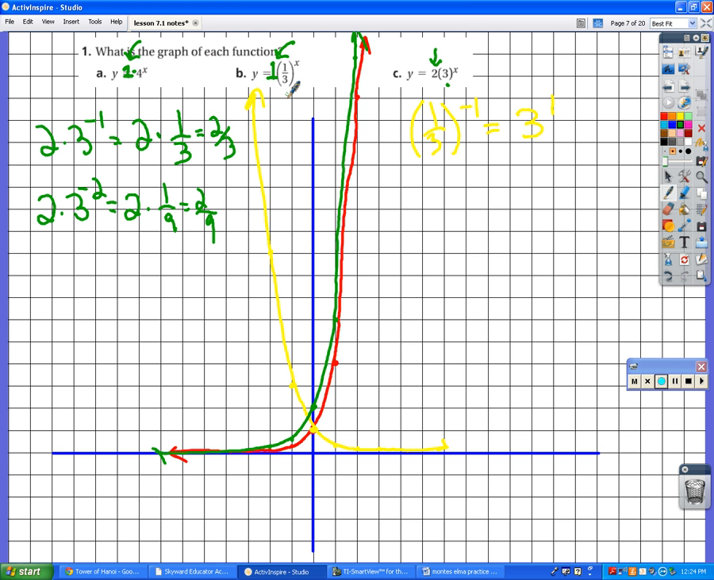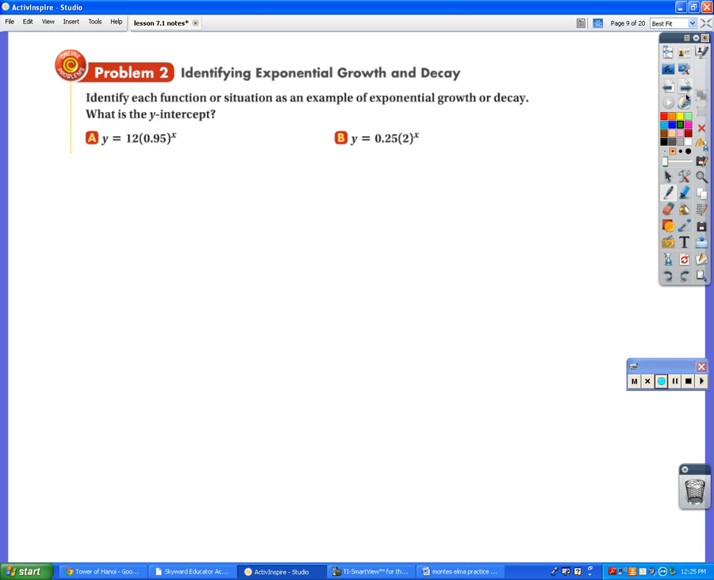Because they're whole numbers and they're bigger than 1. So we're multiplying by a bigger number every time, so it's getting bigger and bigger every time. So this is growth and this is growth. How do you know that this is decay? Because it's less than 1 but greater than 0. Okay? So in between 0 and 1 is decay, bigger than 1 is growth.